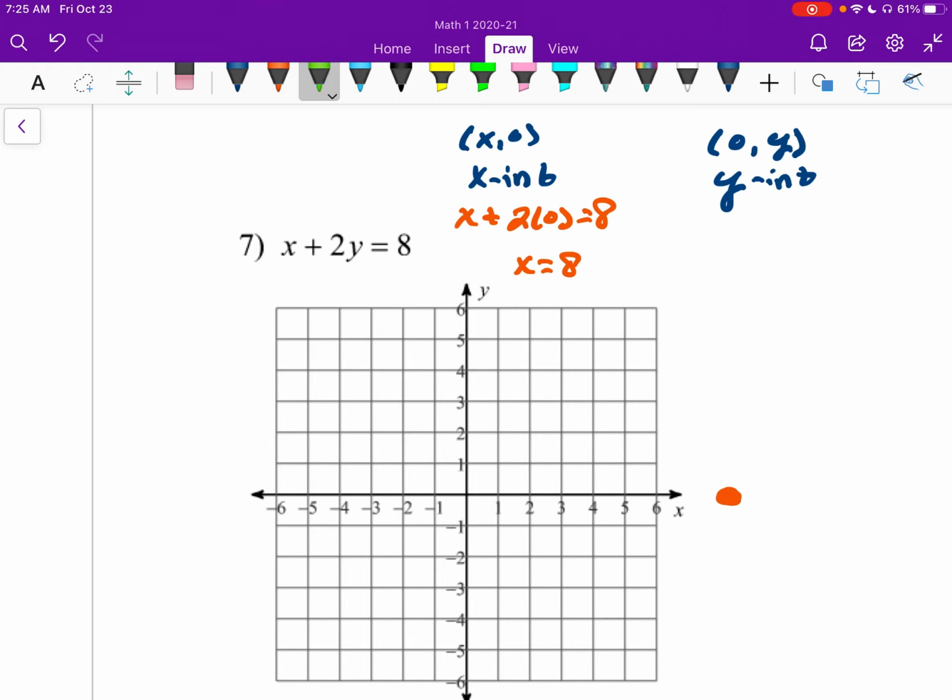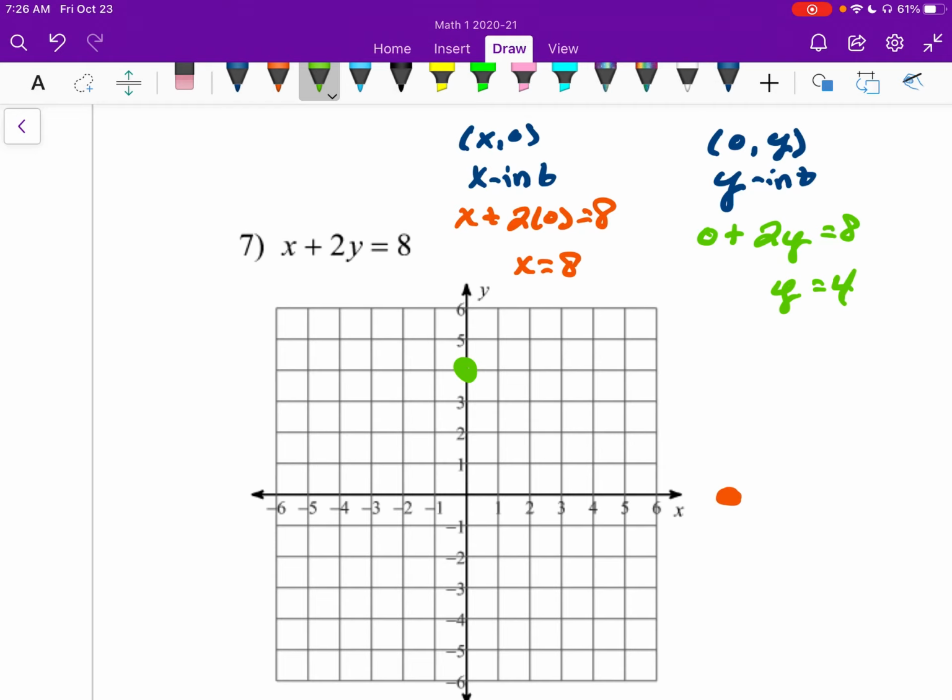And for the y, we're going to plug in 0 for x, so 0 plus 2y is 8. y is 4, right? We divided by 2 there. So if we look at this a little bit, we can see that we can do this really quickly in our head, right?